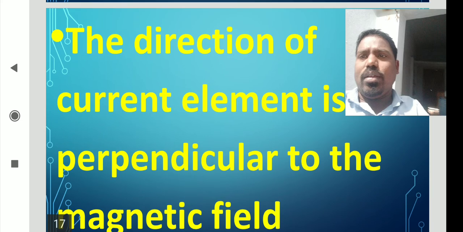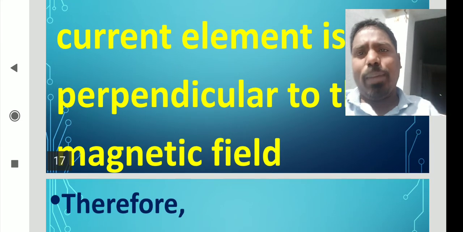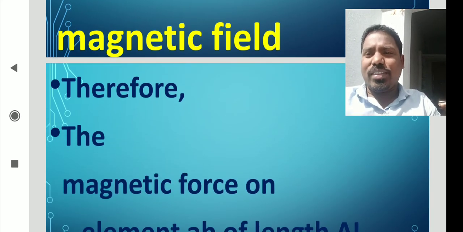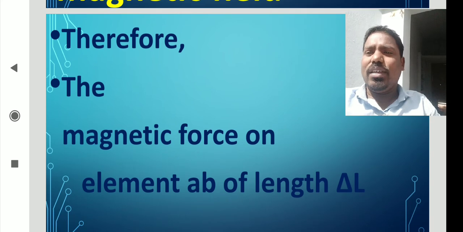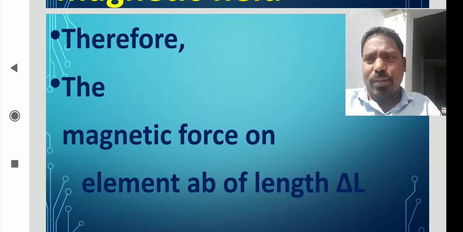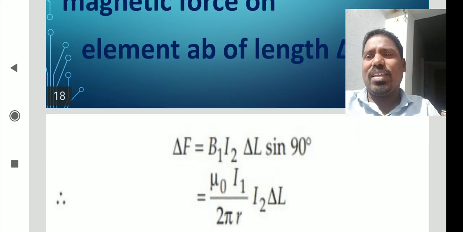So here the direction of the current element is perpendicular to the magnetic field. Therefore, consider the magnetic force on element AB with length dl. We are talking about RS, and on RS we consider a certain point, the AB point. For the AB point, the certain length is delta L. So what is the magnetic force on element AB of length delta L?